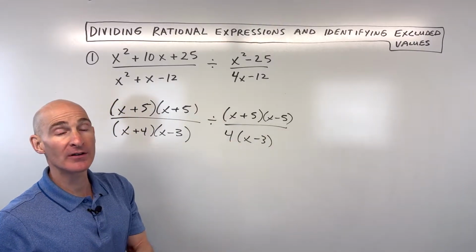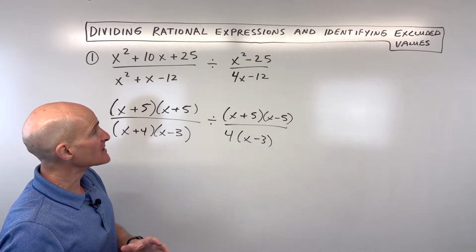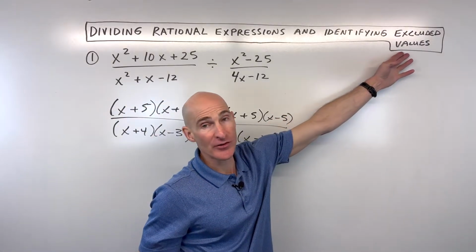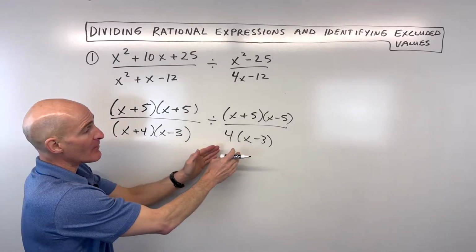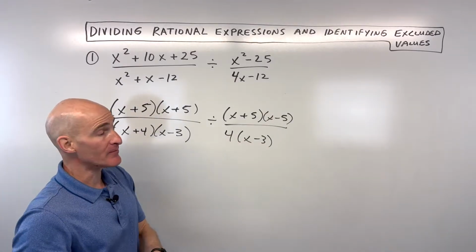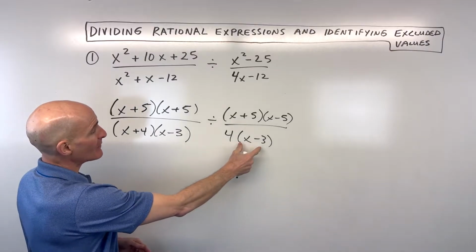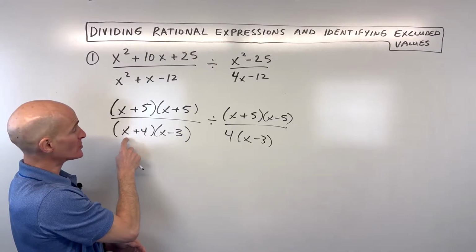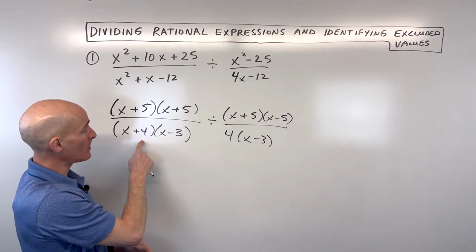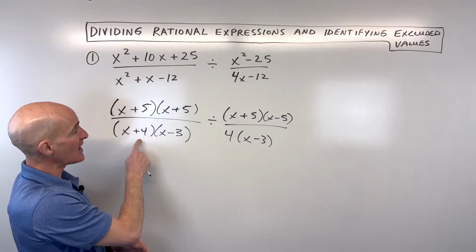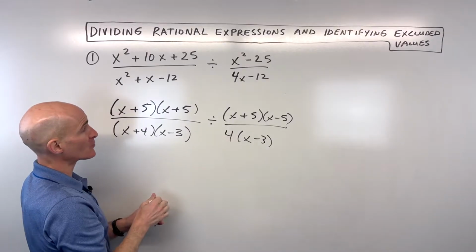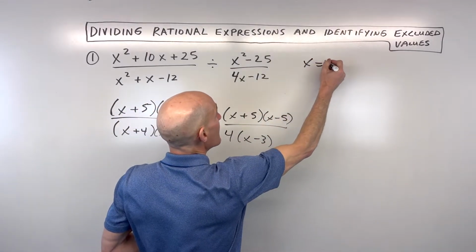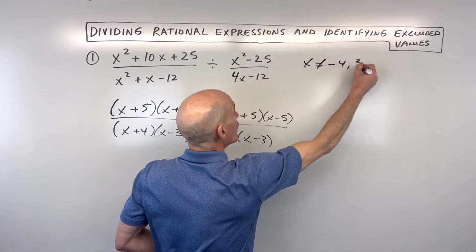Okay, now that we have it completely factored, let's analyze the excluded values, meaning the values that x cannot be. We know that we cannot divide by 0, right? Because that's undefined. So what we're going to do is look at the denominators here and set these equal to 0. If I set x plus 4 equal to 0 and subtract 4 from both sides, I'm going to get negative 4. Here I'm going to get positive 3. So we know that x cannot be negative 4 or 3.